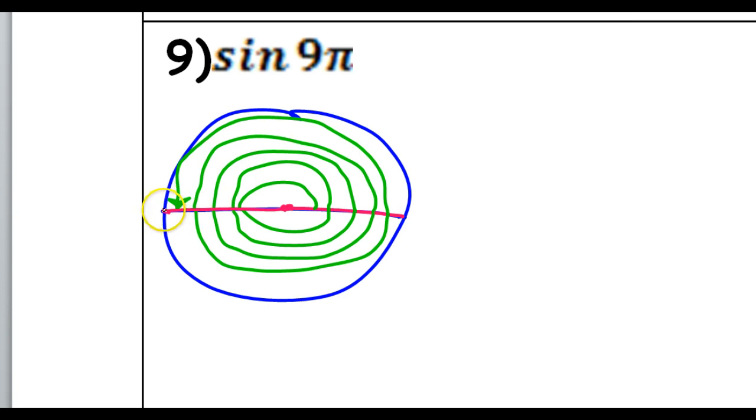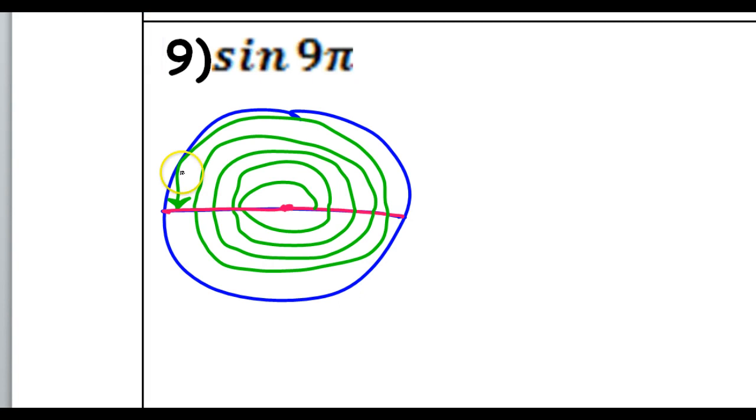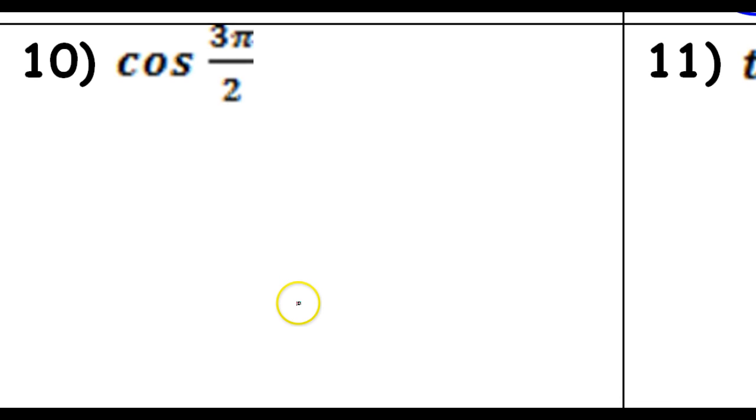So what is the sine at this position? Well, when it's right on the axis, we use the coordinates. The coordinates at this point are -1, 0. The sine function is a y value on the unit circle, so that is the value right there. So that's it. The sine of 9 pi is simply 0. Okay, what about number 10?